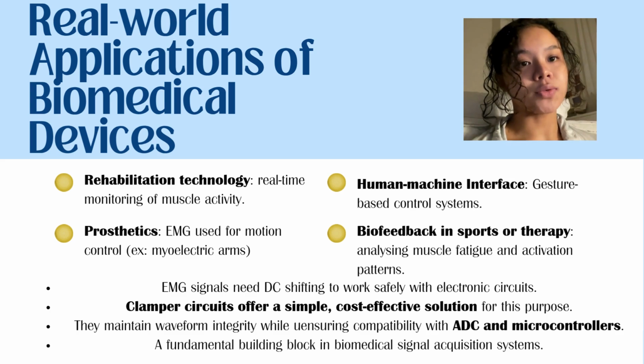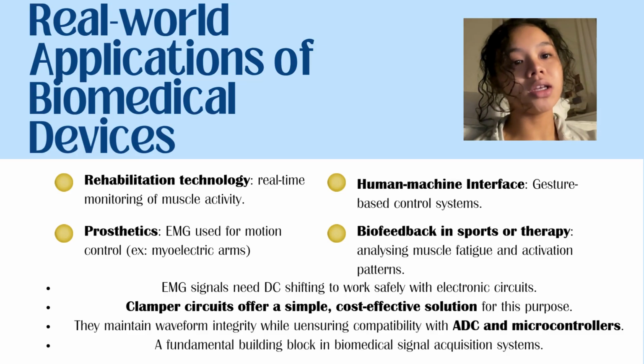So, where does this make a difference? In rehabilitation devices, we use clamped EMG to track muscle activation during therapy in real time. In myoelectric prosthetics, they translate EMG amplitude into control signals, so without clamping, actuator commands would be unreliable. Meanwhile, human-machine interfaces and biofeedback systems, usually used in sports training, rely on clean unipolar EMG to accurately interpret muscle fatigue. All these systems depend on practically simple circuits like clamping to ensure performance and safety.